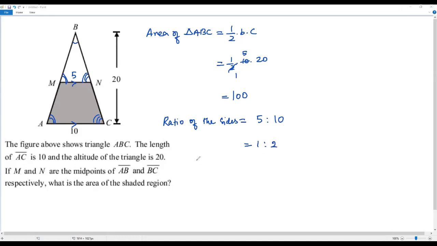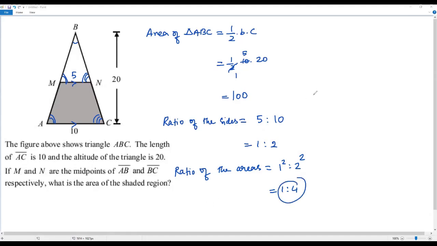Then what is the ratio of the areas of the smaller triangle and bigger triangle? Let me write the stuff over here. Ratio of the areas equals. Now to get the ratio of the areas of the smaller triangle and bigger triangle, what I have to do is square this number and this number. Then I'm getting 1 squared to 2 squared, that is equal to 1 to 4. So if the sides of the two similar triangles are in the ratio 1 to 2, then the areas are in the ratio 1 to 4.